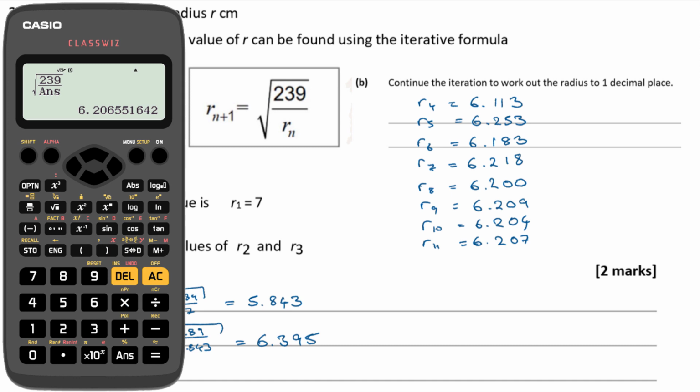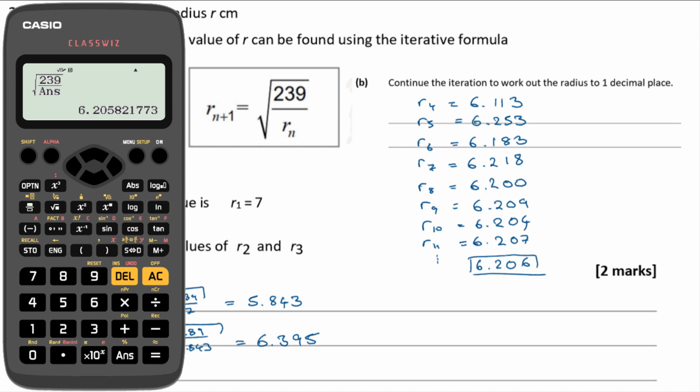And then the next one. If I keep pressing it now, can you see it just kind of resolves to 6, goes down to 6.2058. Just going to round off to 6.206. That's where it kind of settles to.